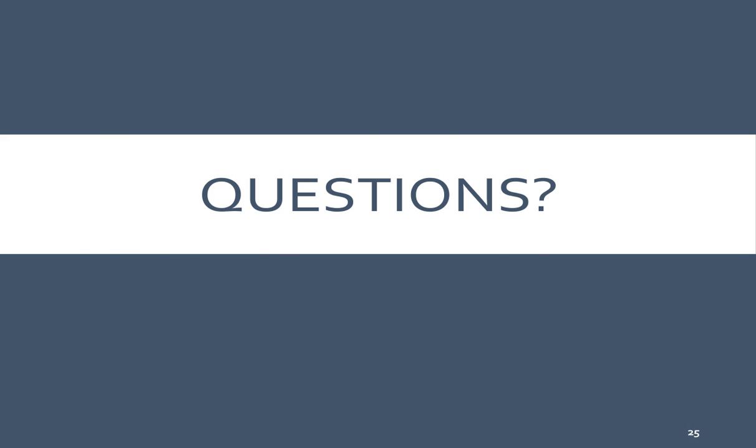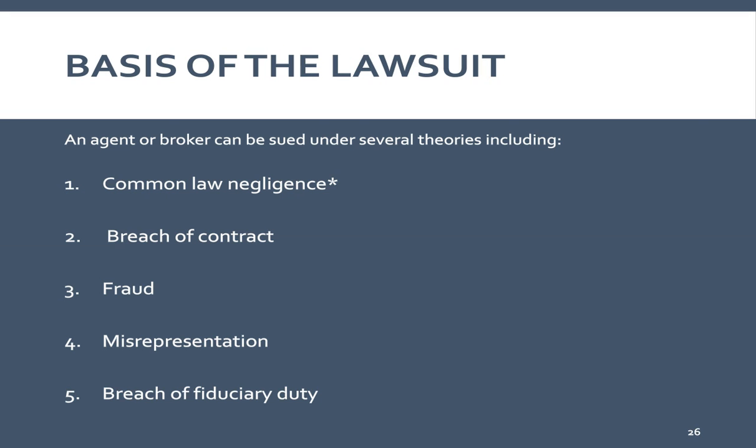All right, we're on page 26, slide 26. Now, the basis of the lawsuit: in E&O type claims, I've seen five different bases or theories that can be imposed into the lawsuit. We're going to focus on the common law negligence because that's the baseline that we see, obviously, in every lawsuit. Whether or not there's a breach of contract, you start getting into the issues of, was there an express contract or was it an implied contract?